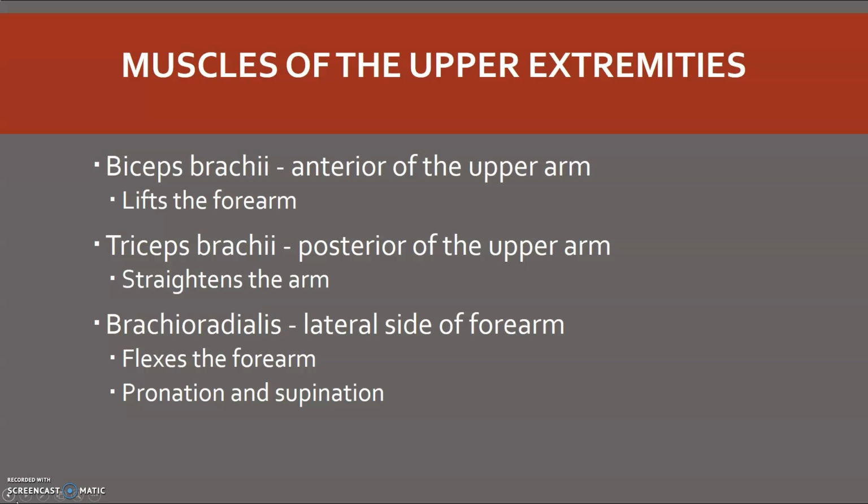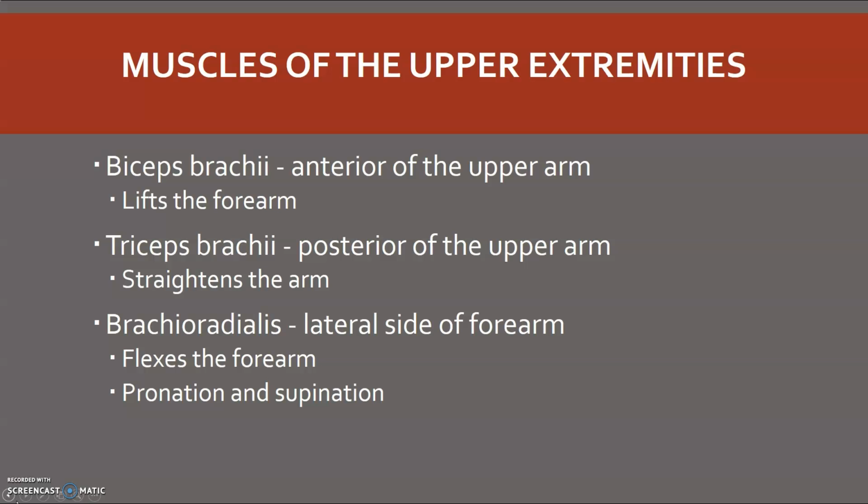Now, on the other side of the arm, or the back side or posterior part of the upper arm, you have what's called your triceps brachii. So where the biceps brachii is going to bend the arm, the triceps brachii has the opposite movement. It straightens the arm.